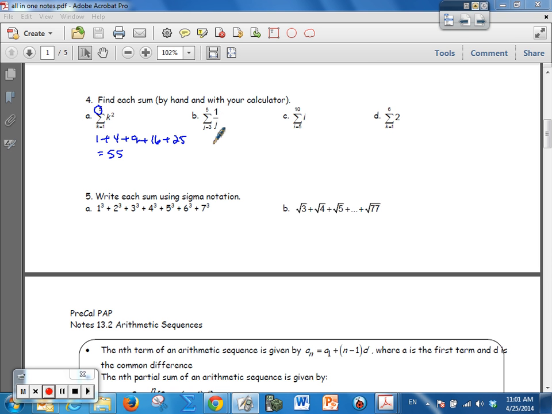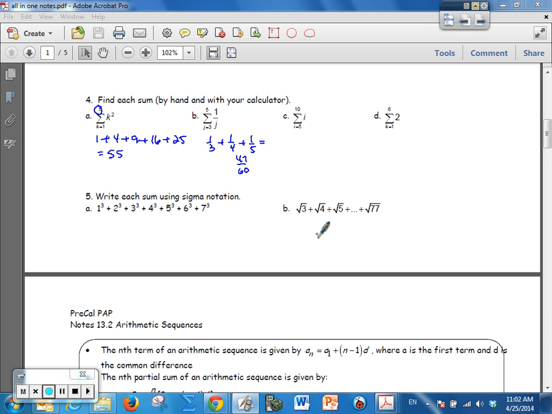So the third term would be 1/3 plus 1/4 plus 1/5. And that is going to equal 47 over 60. Okay.